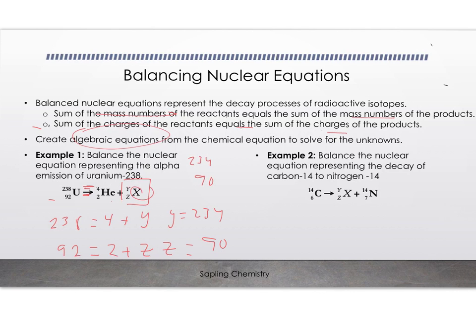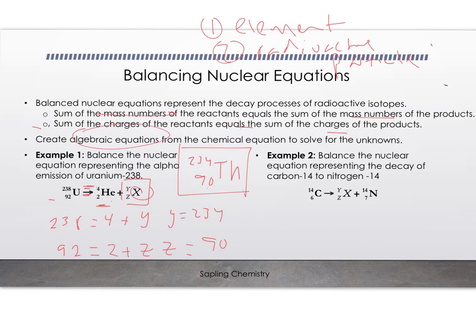How do we figure out this X symbol? We use the periodic table, look for the atomic number 90, and that represents the element Th. That would be the answer to example number 1. Anytime you have a nuclear equation to balance, you're either going to be identifying the element that it decays to, or you need to tell me the radioactive particle that it decays to. In the second example, we're balancing the nuclear equation representing the decay of carbon-14 to nitrogen-14.